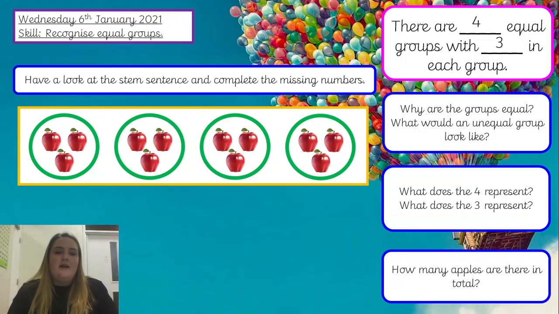Okay, so now then you have to use your counting skills and I want you to have a think, how many apples are there in total? So let's count together. 1, 2, 3, 4, 5, 6, 7, 8, 9, 10, 11 and 12. So there are 12 apples in total.